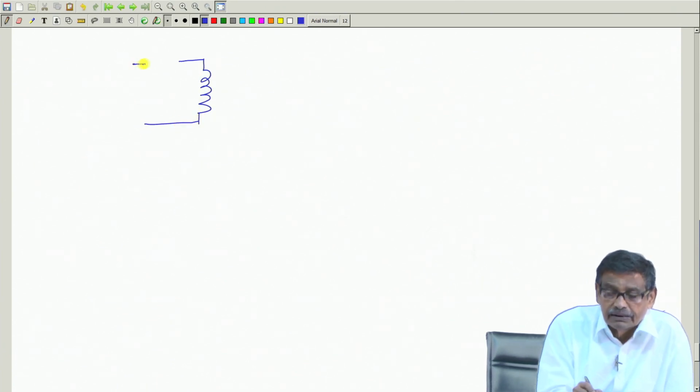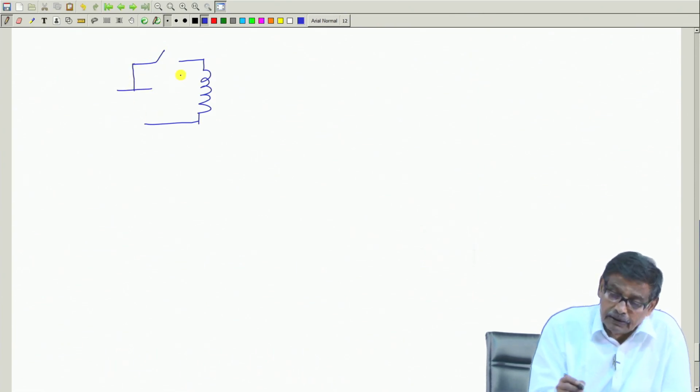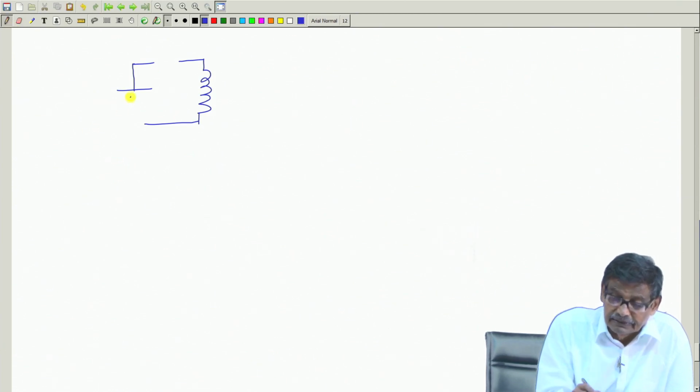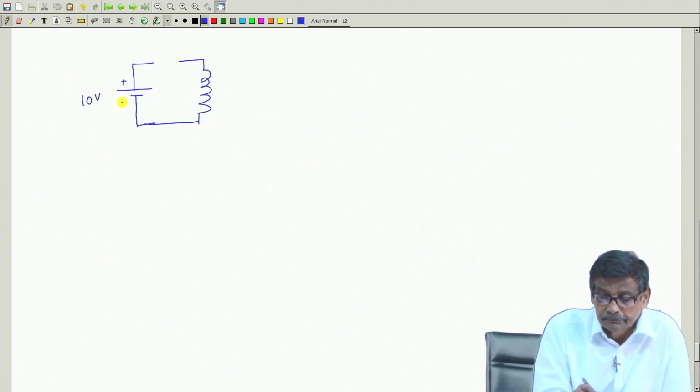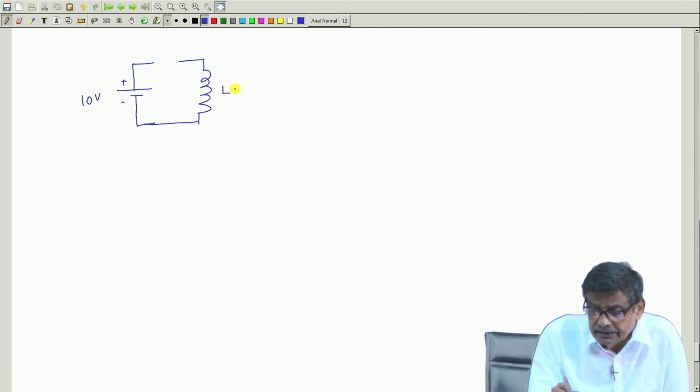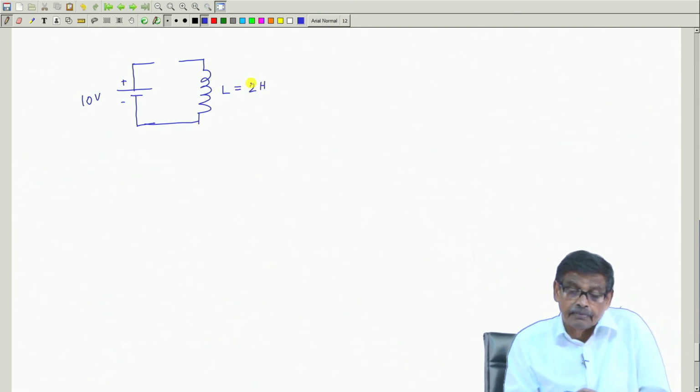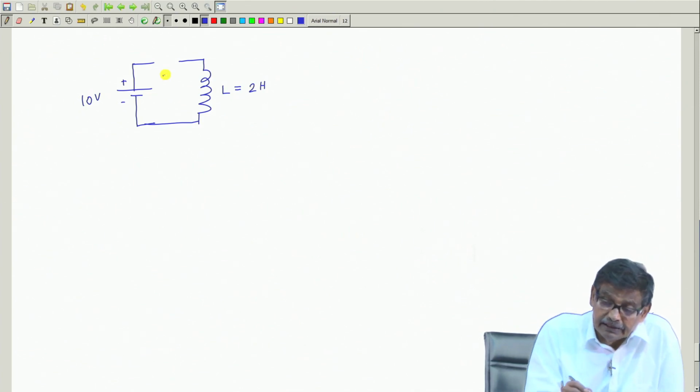Let me put some numbers so that you feel easy with the problem. Suppose I will do it slightly differently. Suppose it is 10 volt. Suppose the value of the inductance is 2 Henry, and here this problem you try to understand.